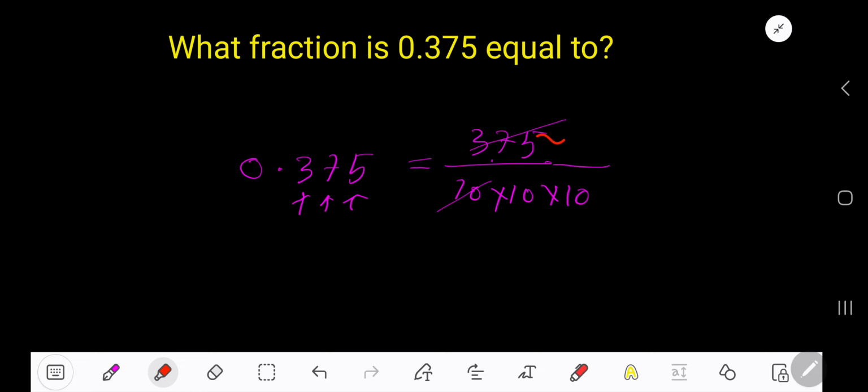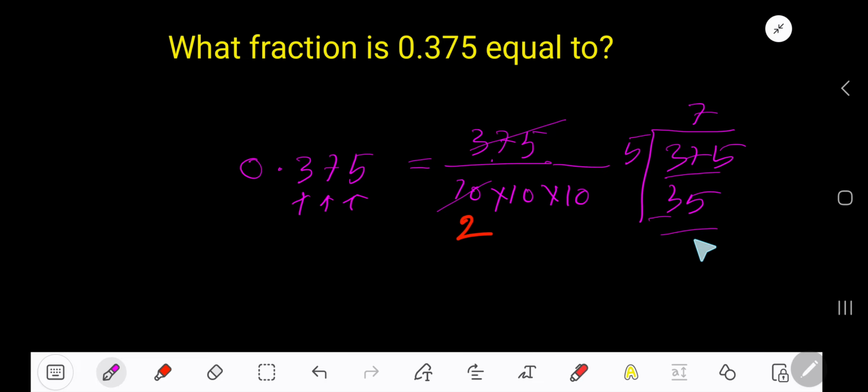This is divisible by 5 because the last digit is 5. This is divisible by 5 because the last digit is 0. So here I will get 2, and here I will get what? 375 divided by 5. 5 goes into 37, 7 times 5, 35. Subtract, 2, bring down this 5. 5 goes into 25, that is, you are getting 75.